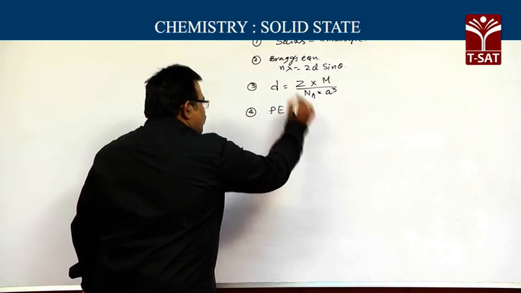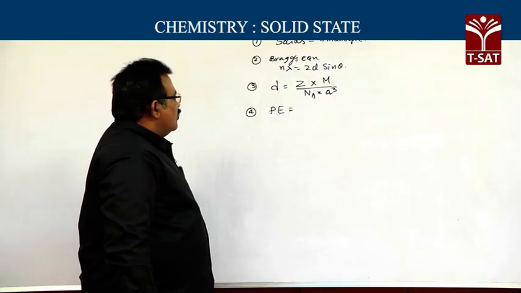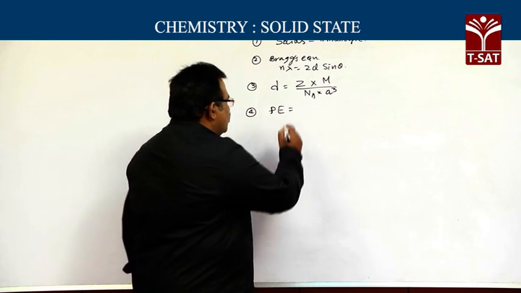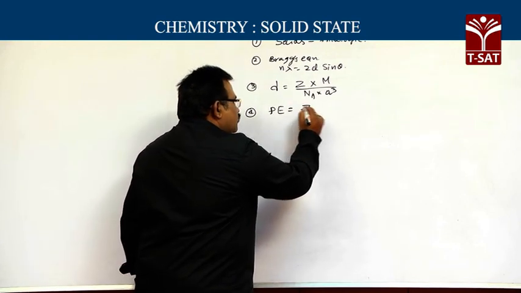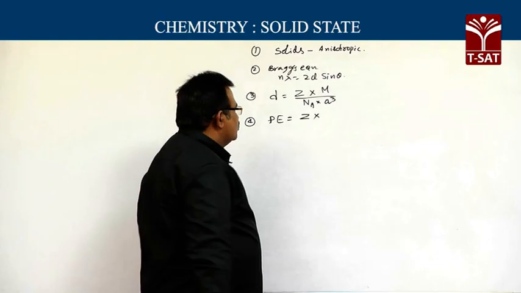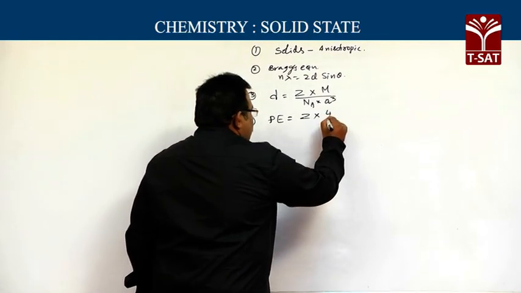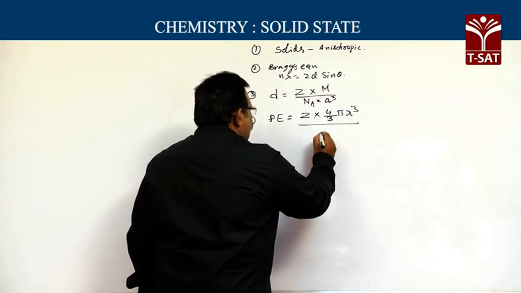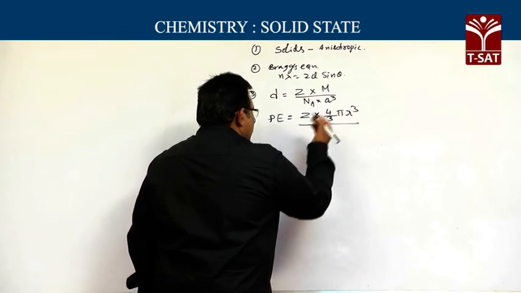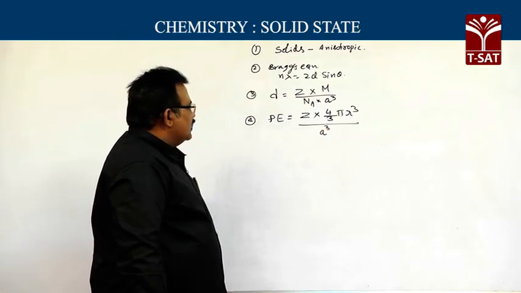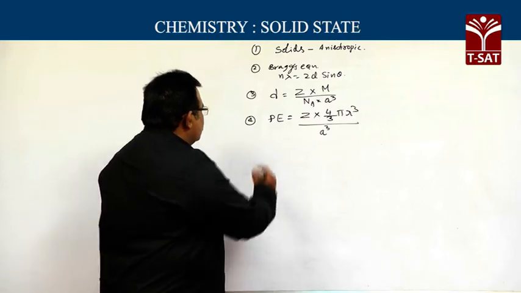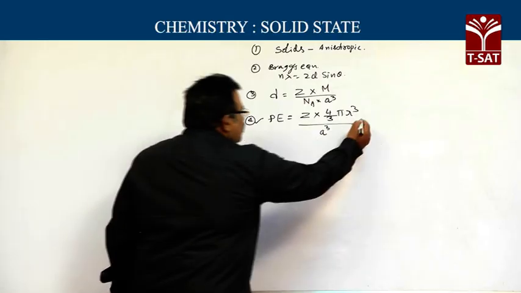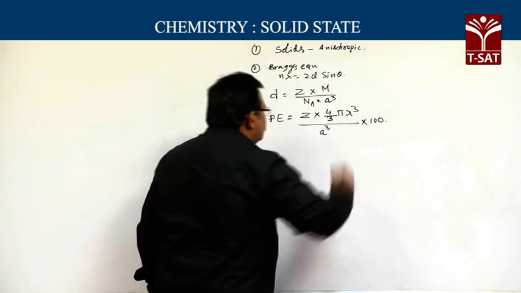Packing efficiency of any unit cell. What is the formula? Effective number of atoms per unit cell Z, and its spherical volume 4/3 pi r cube, divided by total volume of the cube, that is edge cube. So, packing efficiency is calculated like this fraction, into 100.